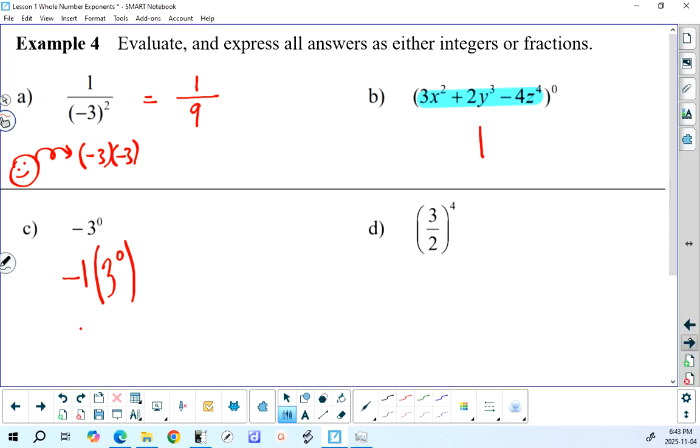So this is negative 1 times 3 to the 0, but 3 to the 0 is 1. So negative 1 times 1 is 1. Sorry, negative 1 times 1 is negative 1. I don't know if I said negative 1 or not. If I didn't, I apologize. But this gives us negative 1. This is our answer.